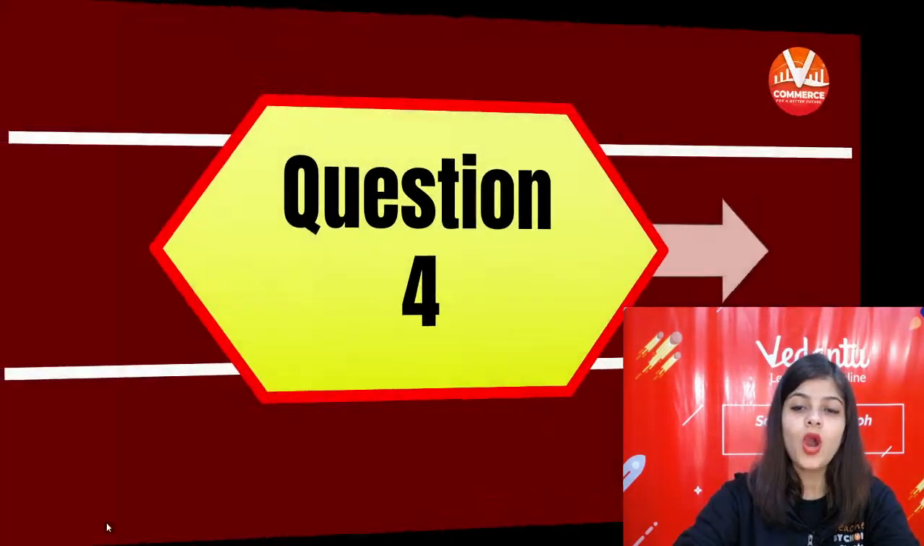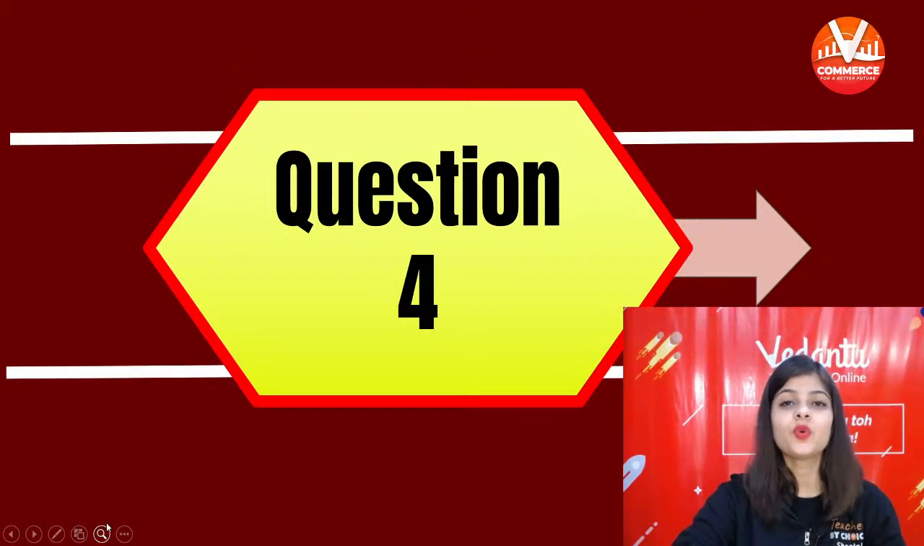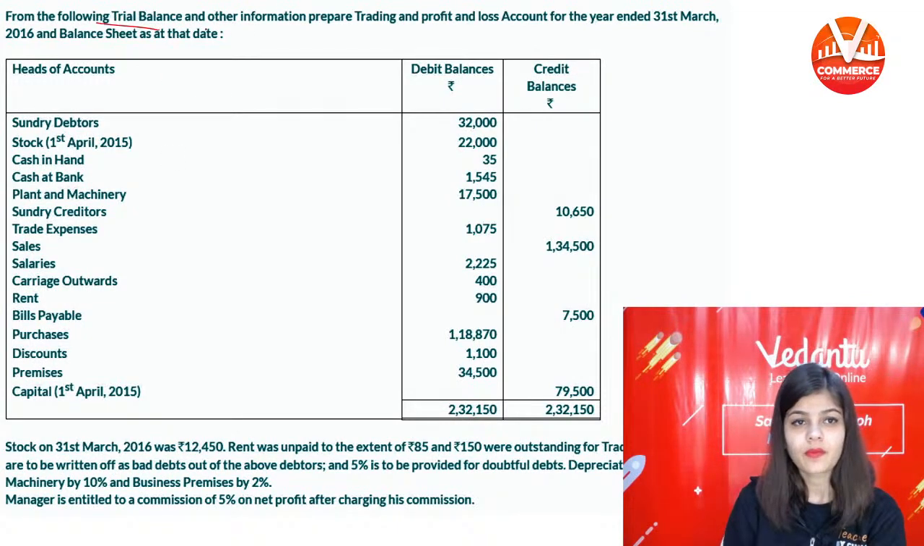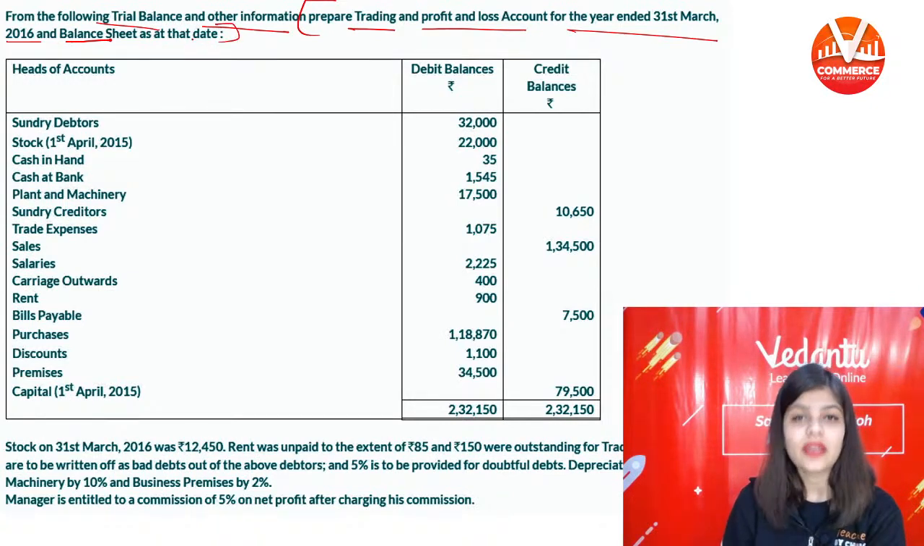Okay, so now coming on to our next question, question number 4. This is the last question that we will be doing of this chapter. Okay, Gaurav. So this is the question. From the following trial balance and other information, prepare trading and P&L account for the year ended 31st March 2016 and balance sheet as at that date. We are required to prepare trading account, P&L account and the balance sheet as at date.